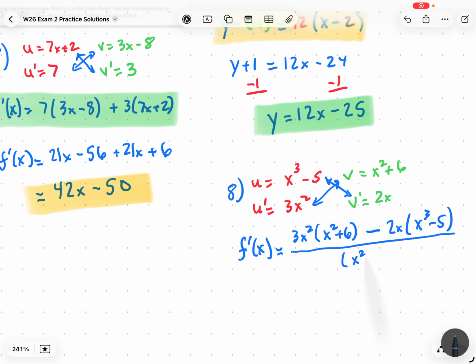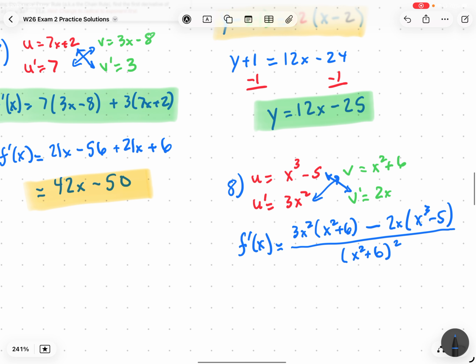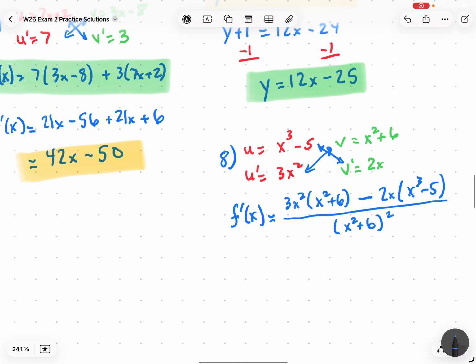Now, here's my recommendation to you. We are going to simplify the numerator, but don't mess with the denominator. Just write the expression squared and leave it alone. Almost always multiplying that out doesn't help us, so we'll leave it like it is there. However, in the numerator, let's go ahead and clean this up a little bit. So we'll distribute and then combine like terms like we did with the product rule. And just be careful with your exponents.